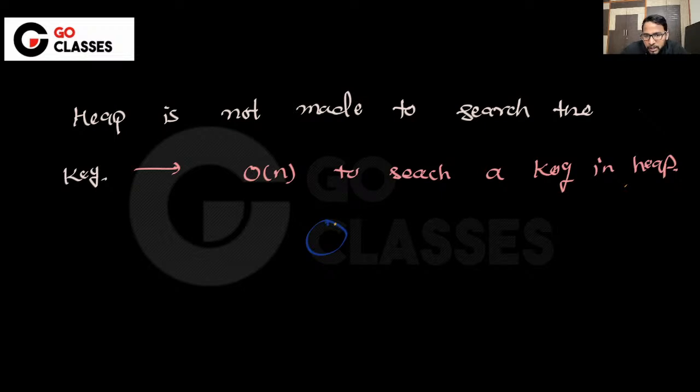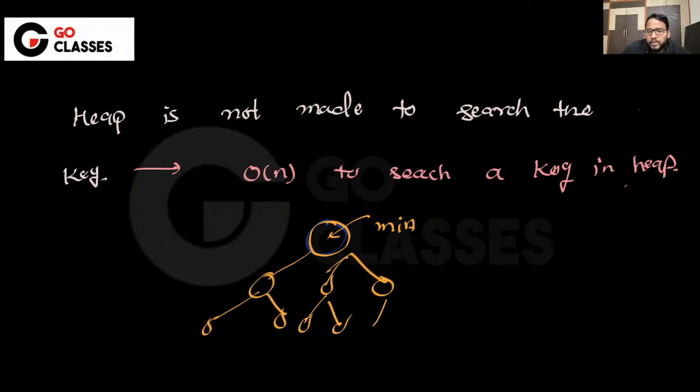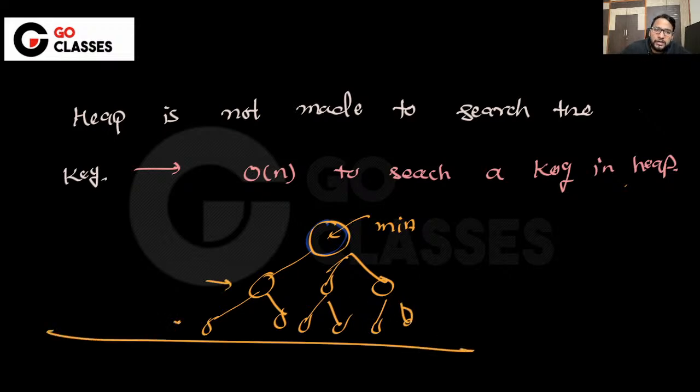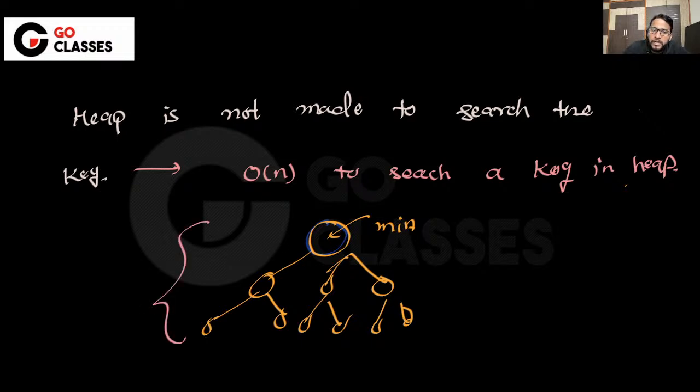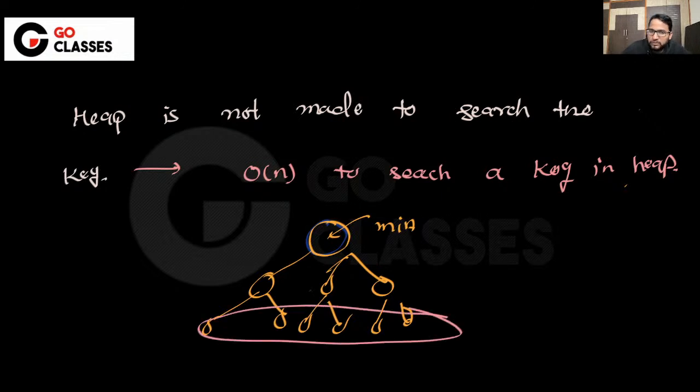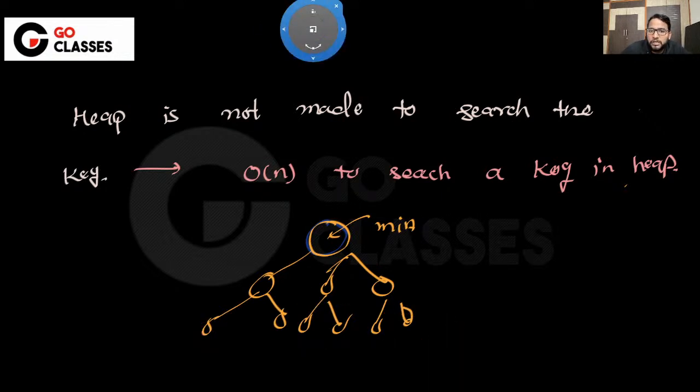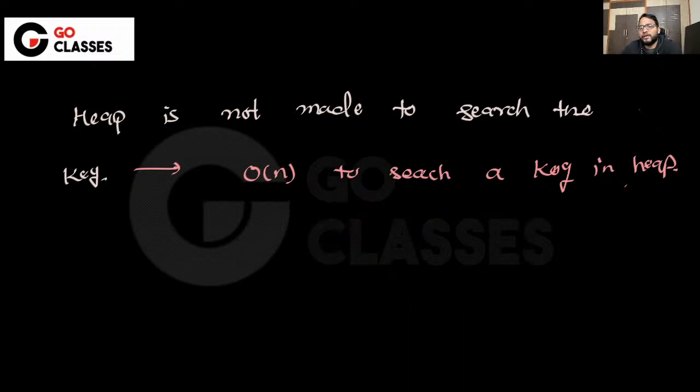I'm just saying that this top is minimum. Apart from that I can have a couple of more things, maybe the second minimum could be here, the third minimum could be anywhere. So if the number is some random number, then I don't know where this number is present, right? In general, if the number is, let's suppose, the maximum, it could be anything. It could be here also. So I don't know where this number is present. That is why heap will take order of n.